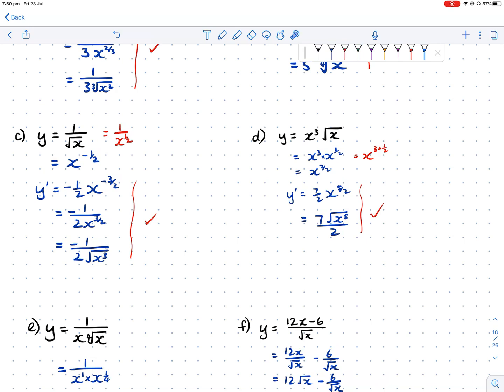Make sure you don't forget the core process that we need to do. All we've done here is just rearranged y. Now we're working out the derivative.